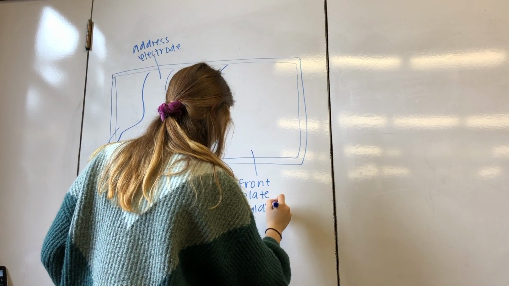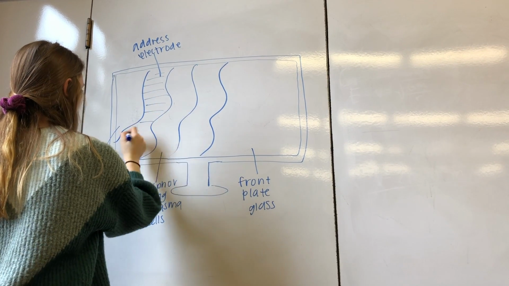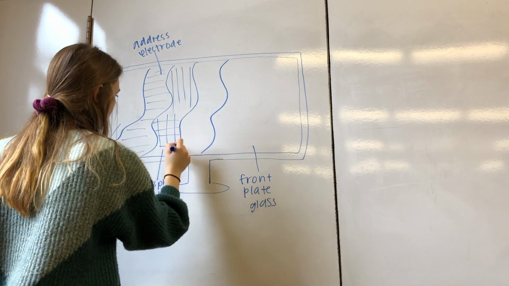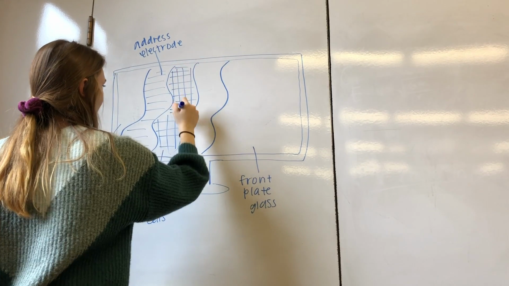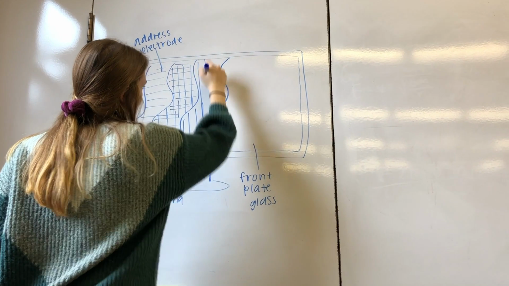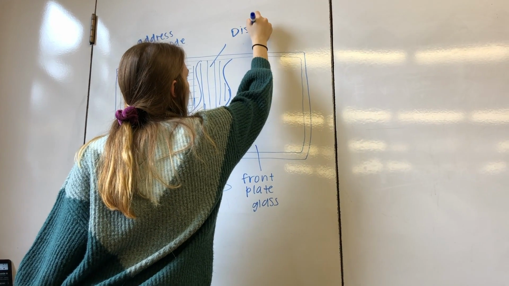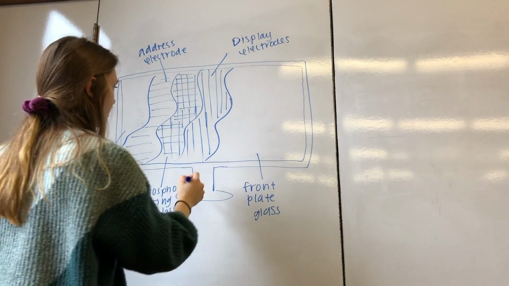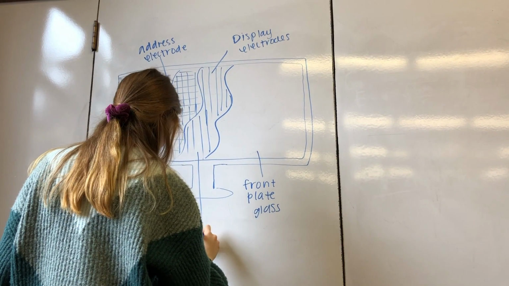The rear glass plate is labeled next to the address electrode. The next layer is the phosphor coating, which is what turns the ultraviolet light into visible light on the screen. The next layer is the display electrode, which is on the other side of the phosphor coating, which acts as a barrier with the address electrode. The last layer on the TV is the glass plate in the front.